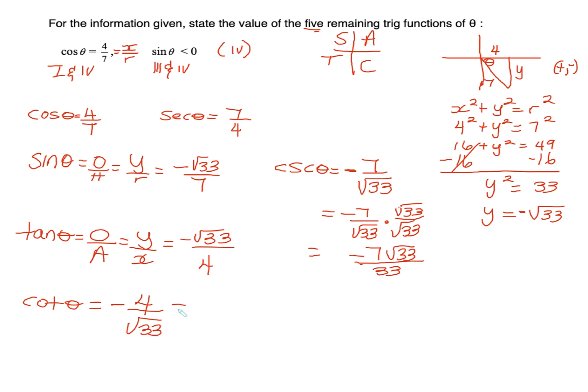But it's simple to actually rationalize this. Basically, it's going to be negative 4 square root 33 over 33. So notice that when you multiply, the denominator becomes an integer, and then up here you have your radical sign with your integer. I hope that makes sense. So notice we got our 5. We got secant, sine, cosecant, tan, and cot.